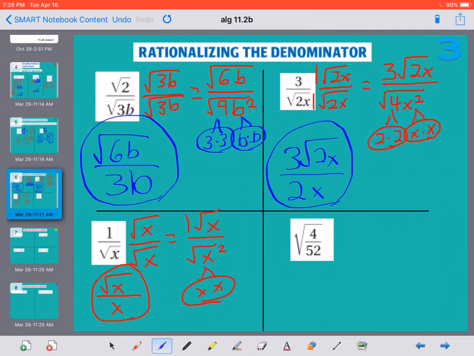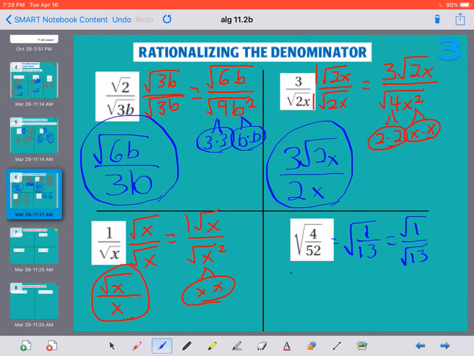Now this next one, we are going to find... if we divide 4 divided by 52, what we're going to get is the square root of 1 over 13. So now what I'm going to change that to is the square root of 1 over the square root of 13.